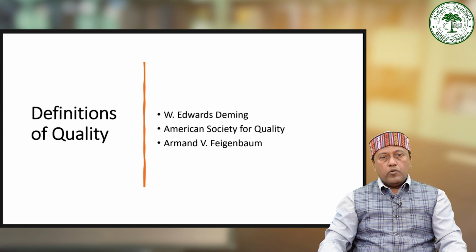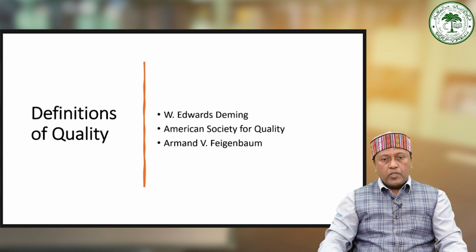So you can just imagine, if anything is not uniform, or you are not able to depend on a particular service or a product or process, it will be a strange situation. So the low cost is important, dependability is important, and third, uniformity is important. Three terms are very important here when we try to see the definition of Edward Deming.